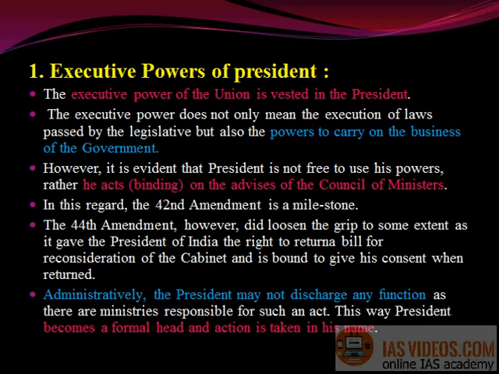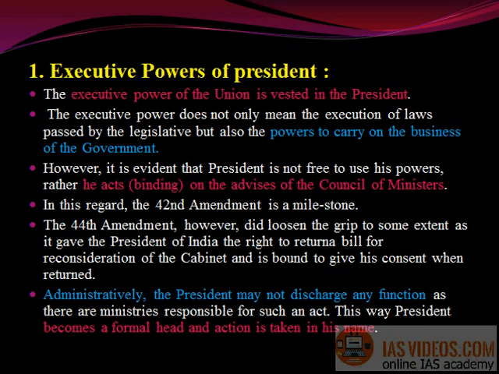Executive powers of the President. The executive power of the Union is vested in the President. The executive power does not only mean the execution of laws passed by the legislature but also the power to carry on the business of the government. However, it is evident that the President is not free to use his powers; rather he acts, bound, on the advice of the Council of Ministers. In this regard, the 42nd Amendment is a milestone.